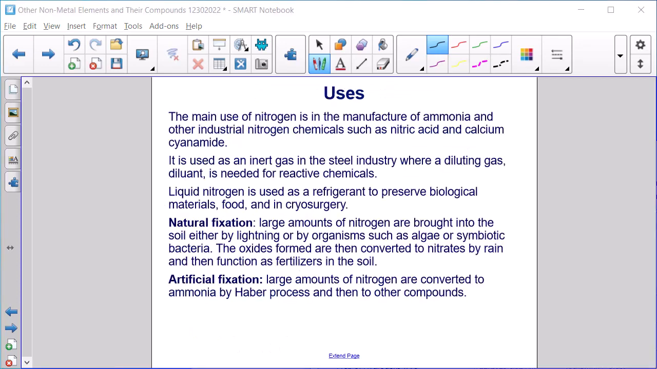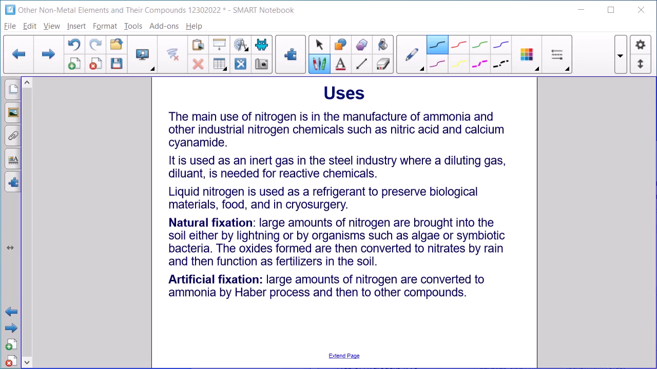The main use of nitrogen is in the manufacture of ammonia and other industrial nitrogen chemicals, such as nitric acid and calcium cyanamide. It is used as an inert gas in the steel industry, where a diluting gas, diluent, is needed for reactive chemicals. Liquid nitrogen is used as a refrigerant to preserve biological materials, food, and in cryosurgery.